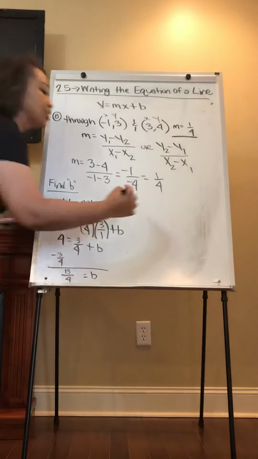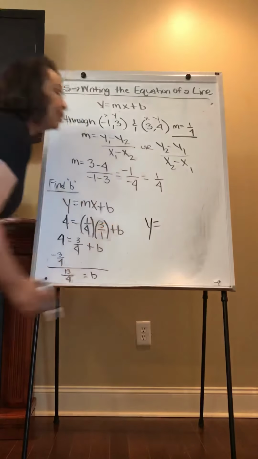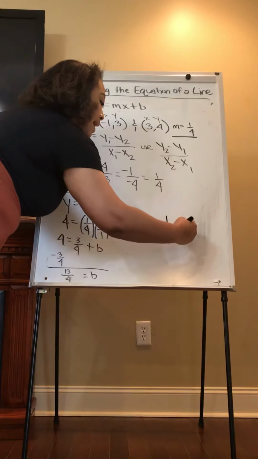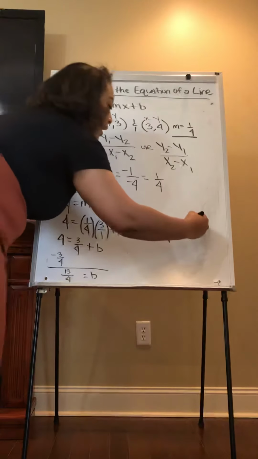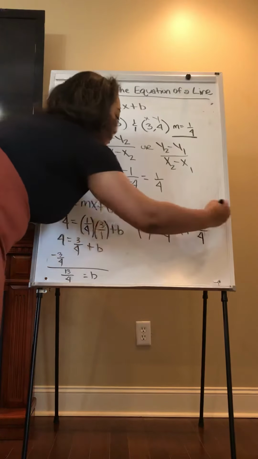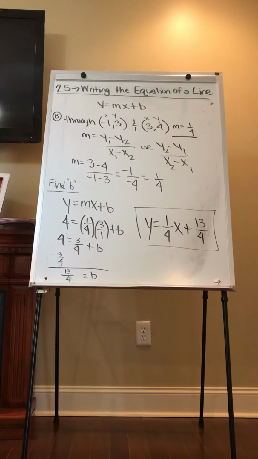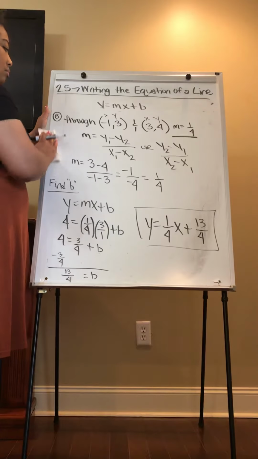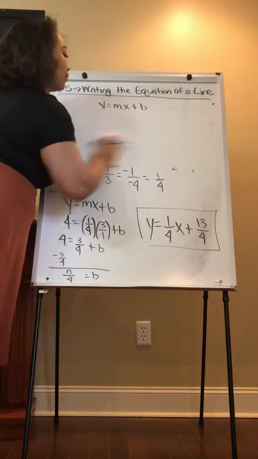So my equation is y equals, my m is 1/4 x. The b I just found is a +13/4. And that would be my equation. Okay.